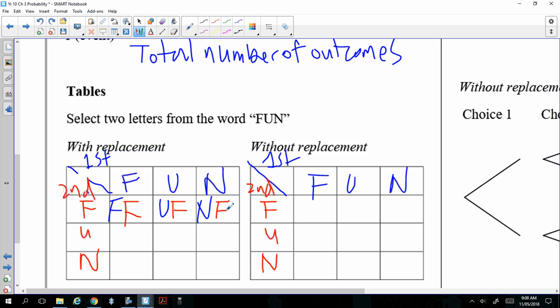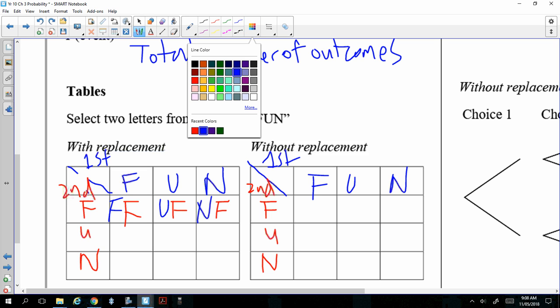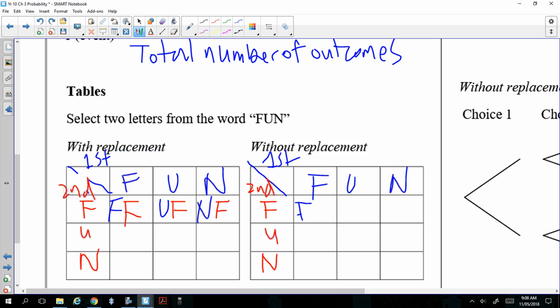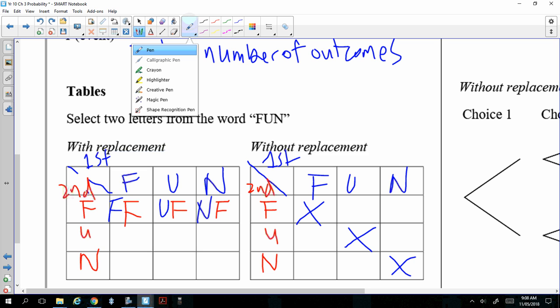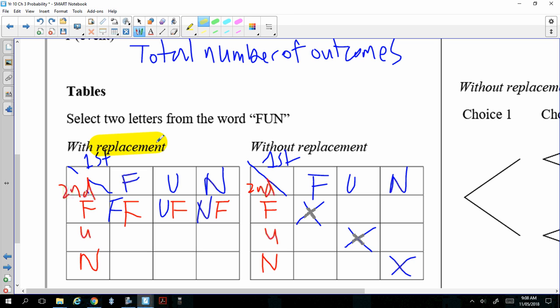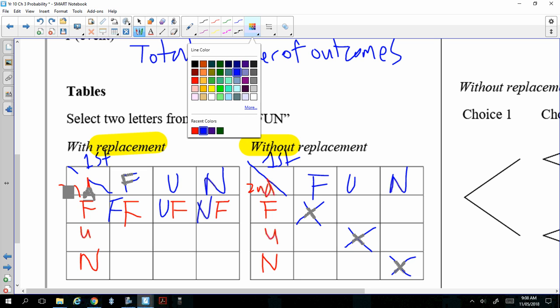Whereas the one without replacement means I could select the letter F, but I can't select letter F again because I don't put the F back. So therefore, in these instances, you can't have repeated letters. Okay, that's the difference between with replacement and without replacement. So once you know the key differences between them, let's finish off the listing of the outcomes.